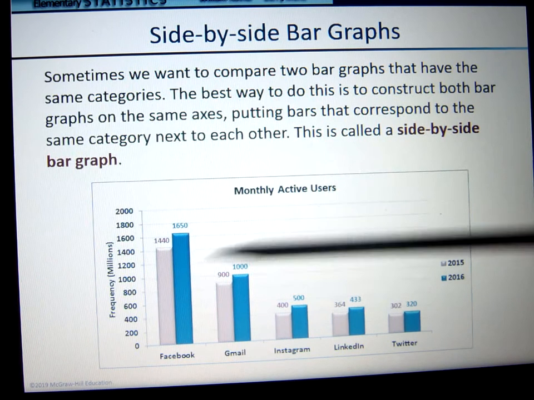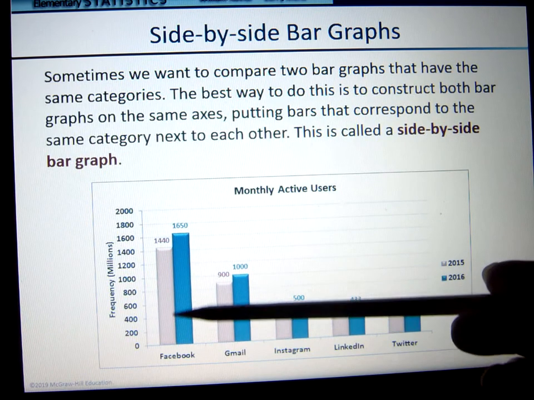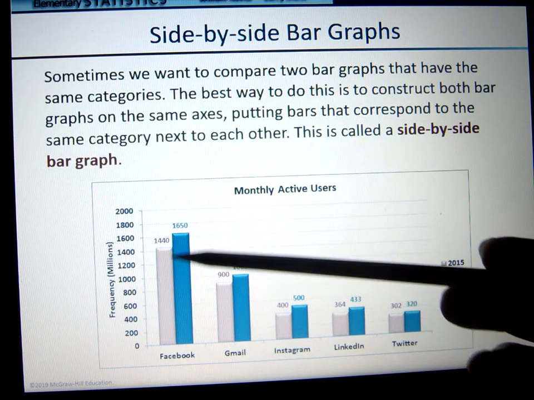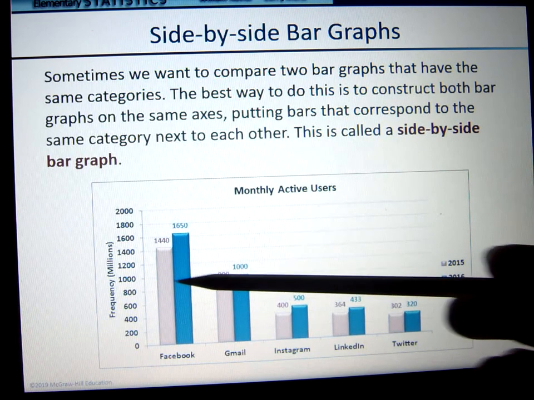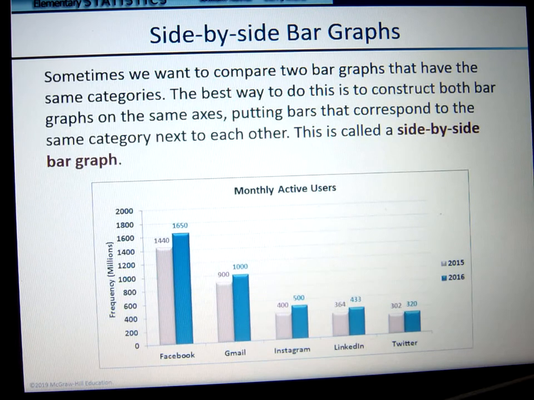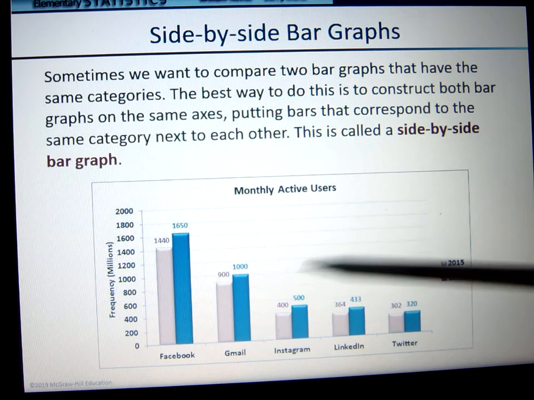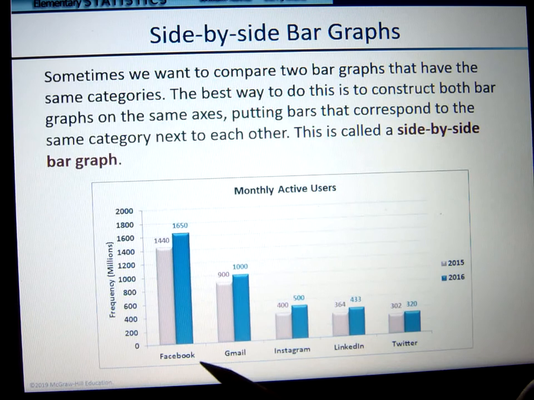So that is the only time that you're going to let bars in a bar graph touch, is when you're comparing two, in this case, two different years, or you might be comparing two or even three other categories, usually not more than three though. Okay, so we have Facebook, Gmail, Instagram, LinkedIn, and Twitter, both from 2015 and 2016, and we're comparing them side by side.